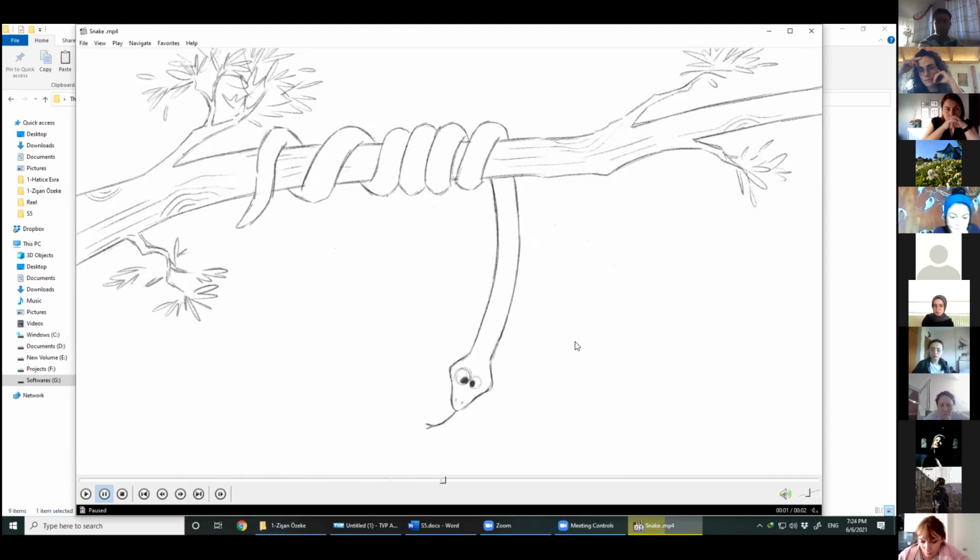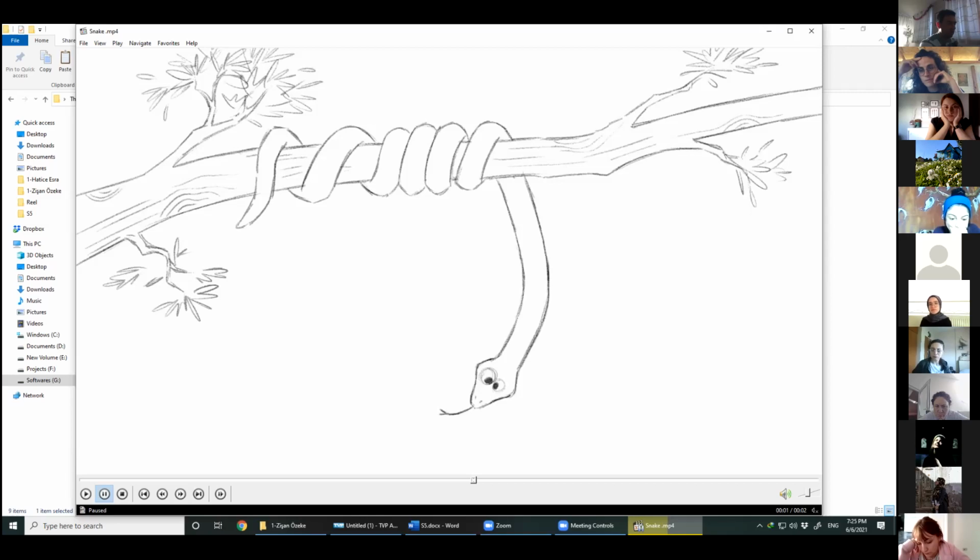There is a stop here. Let's see how many frames it stops. 1, 2, 3, 4, 5, 6, 7, 8. 8 frames stop in here.